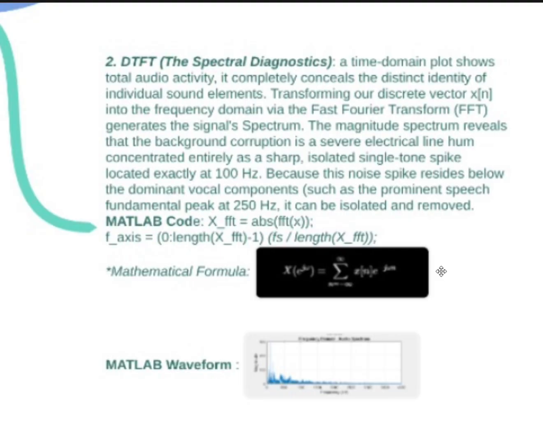A crucial speech fundamental component is simultaneously observed near 250 Hz, because this 250 Hz peak represents vital vocal frequencies. A broad high pass filter would muffle the output. This dictates the design of a highly selective digital notch filter centered strictly at 100 Hz to isolate the noise from the voice. Thank you.